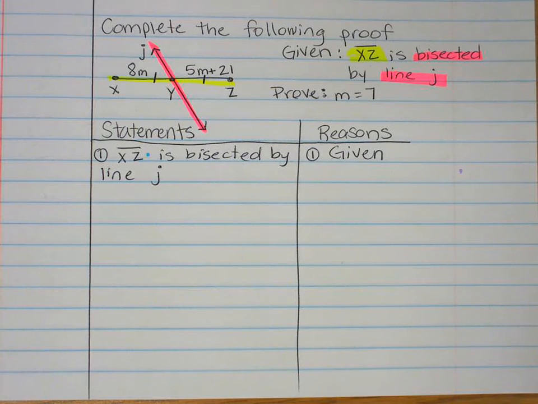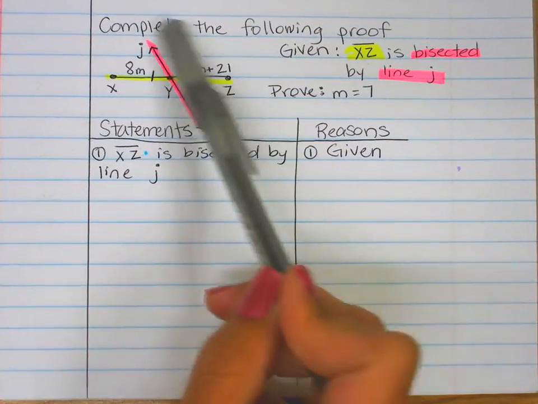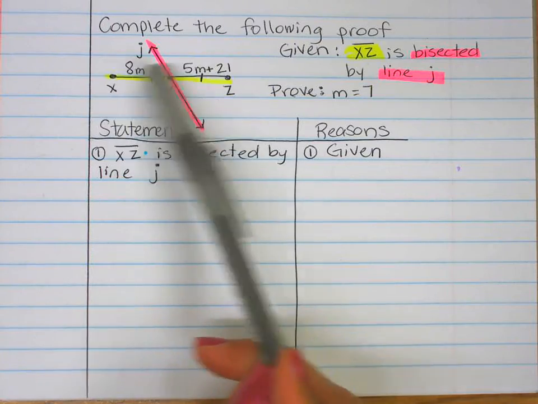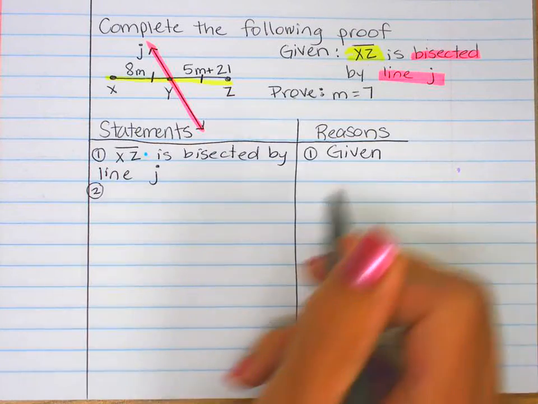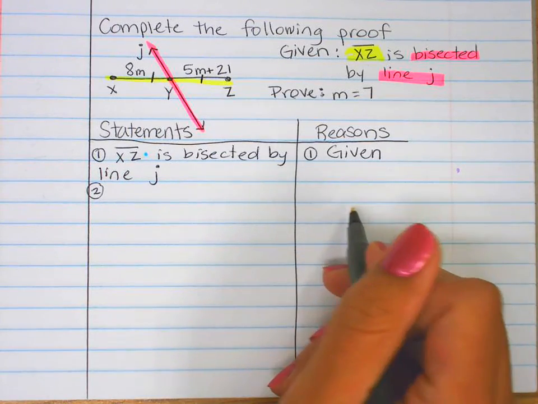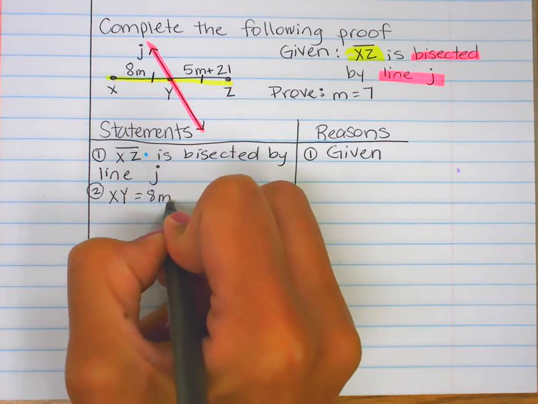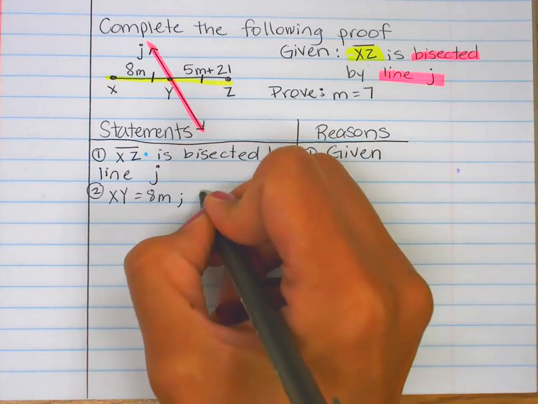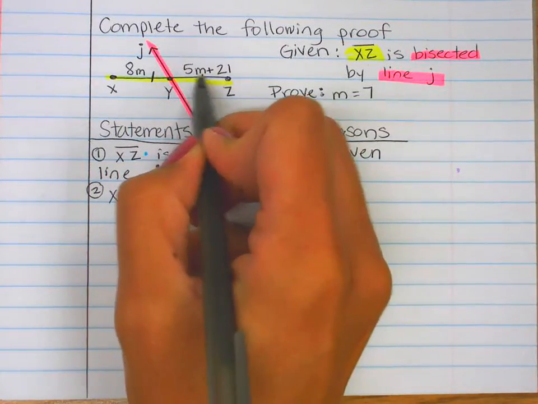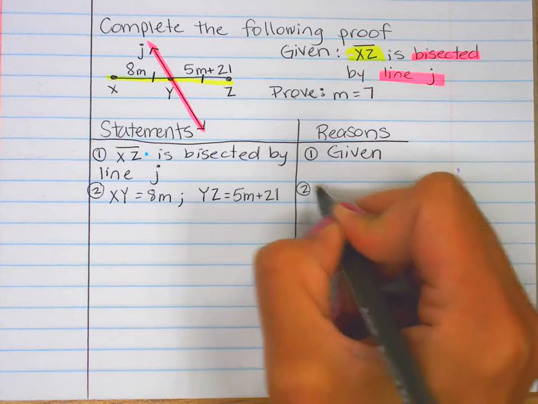Okay, so I do want to put one more given. Sometimes we write givens from pictures. So given this picture, I do have information. I know the actual numbers, like what those two equal. So I'm going to write that in here. So this is going to be another given. Sometimes you have different things that are given. So given, I'm going to write XY equals 8M. And then I'm going to write YZ equals 5M plus 21. And again, that is a given from picture.